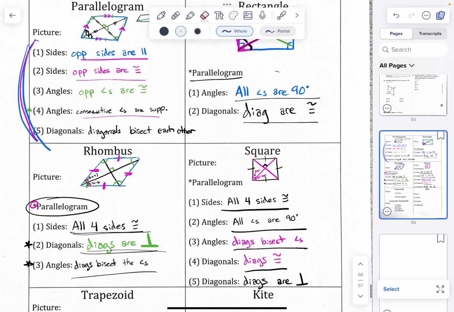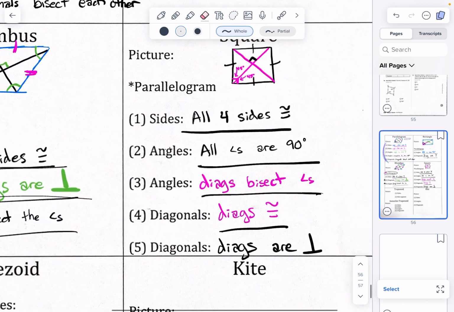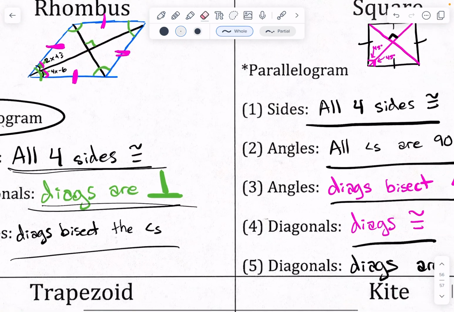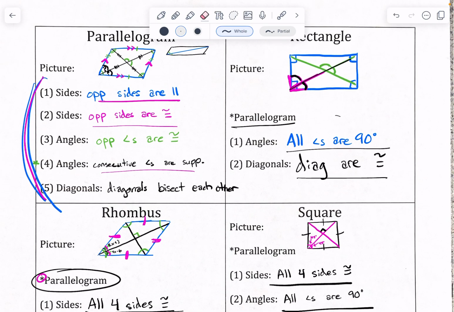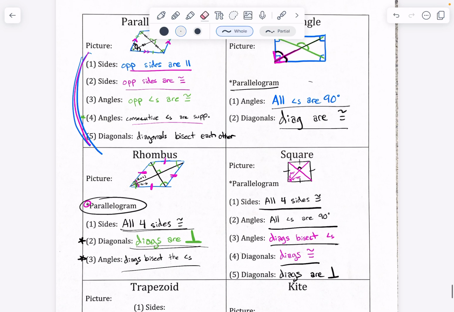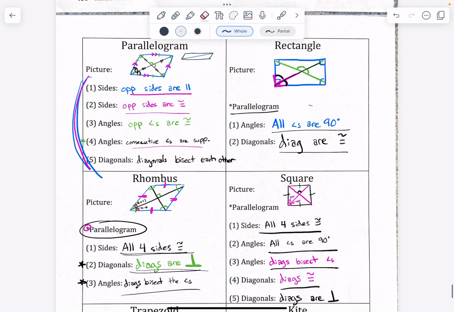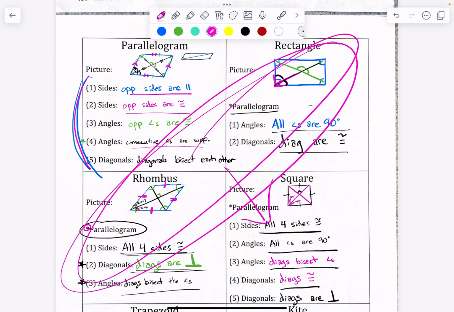But we filled in square, right? And rhombus. We said that a square is the same thing as a rhombus and a rectangle combined. All of the qualities of a rectangle, a square has. All of the qualities of a rhombus, a square has. If you combine these two things together, it makes a square. So if it's a rectangle and a rhombus, it has to be a square as well. So let's go up to our examples and see what we've got.